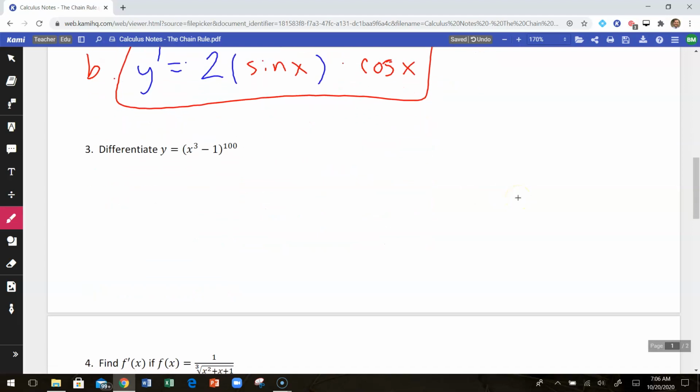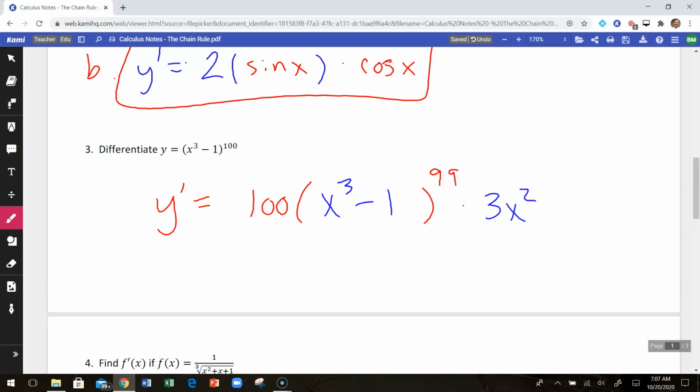Number 3, y equals x to the third minus 1 to the 100th power. Again, here we just have a simple power rule. So we're going to do 100 times x cubed minus 1 to the 99th power, and then we're going to chain on the derivative of the inside, which would be 3x squared.